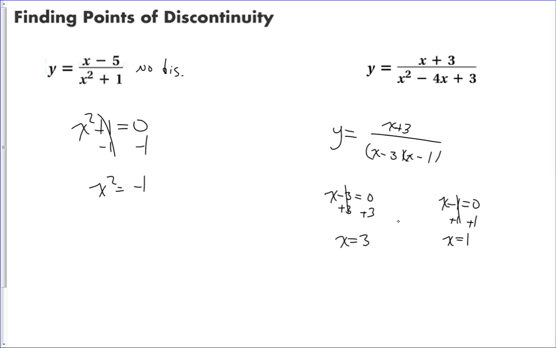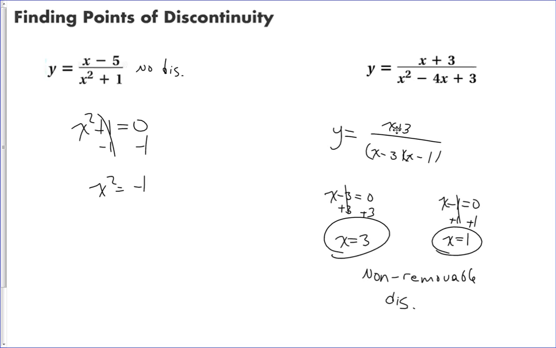All right. Now, let's see if we can remove any of these. Remember, in order to remove it, we need to be able to cancel out all or part of the denominator. Well, in our numerator here, we have an x plus 3. But in our denominator, we do not have any x plus 3s. So therefore, x equals 3 and x equals 1 are called non-removable discontinuities, because we can't get rid of either one of these.